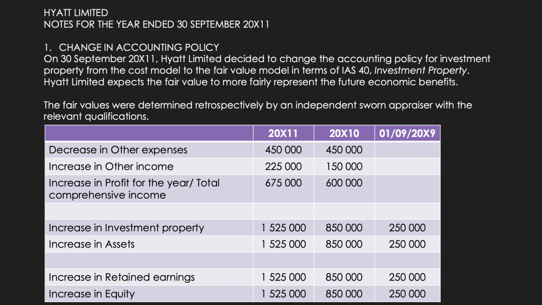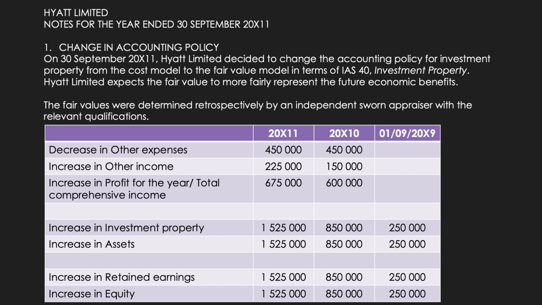Now, if we look at the table, you can see the three different columns that I was referring to on one of the first few slides. So like I said, we have a column for the current year being 2011. We have a column for the preceding year being 2010. And then we have a column for the opening balance of the 2010 financial year, which is the 1st of October 2009.